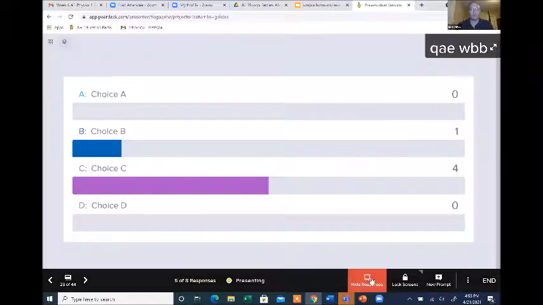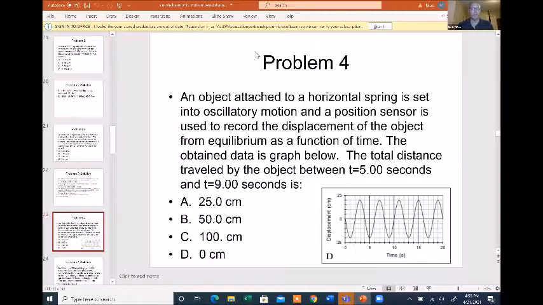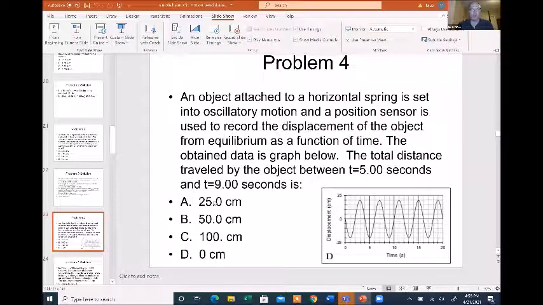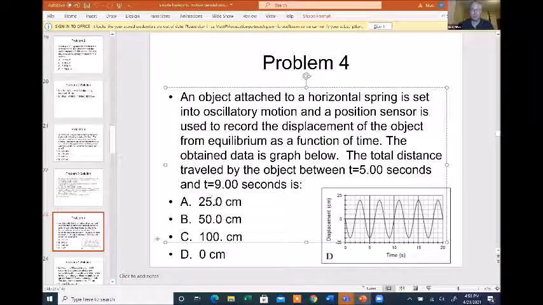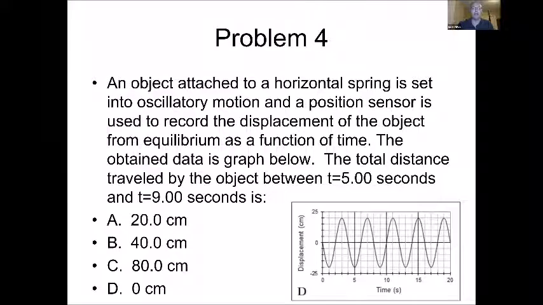I'm going to see what you guys are thinking. So lots of C's, a couple B's. Let's go back to the PowerPoint. And before I do that, I see some numbers that I need to change here real quick. And now let's look at the graph. So again, we're looking at the total distance. Remember, distance is a scalar. Direction doesn't matter.